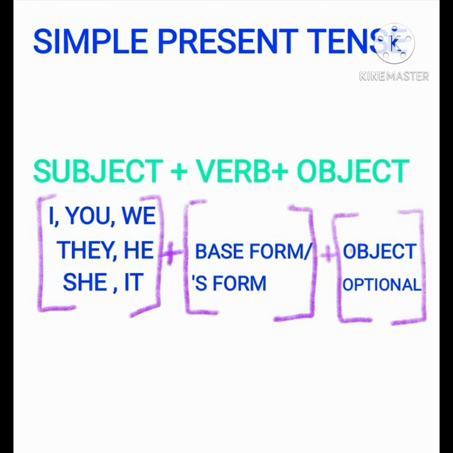Verb may appear in the base form or s form. That depends upon the subject. If the subject belongs to the first person, second person, or third person plural, the verb will be in the base form. But if the subject belongs to the third person singular category, the verb will be in the s form. An object is optional. A sentence may have an object or may not.